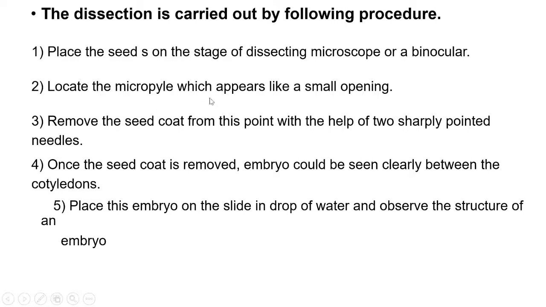Locate the micropyle, which appears like a small opening. Third point, remove the seed coat from this point with the help of two sharply pointed needles. Once the seed coat is removed, the embryo can be seen clearly between the cotyledons. After that, place this embryo on a slide in a drop of water and observe the structure of the embryo. Dear students, this is the procedure of how to dissect a typical embryo from a seed.